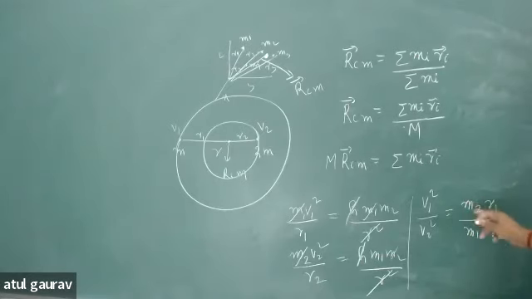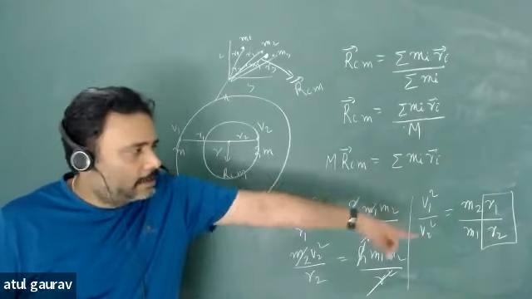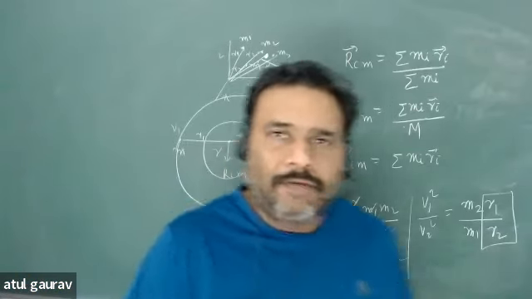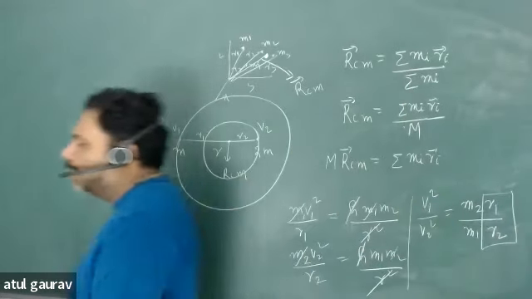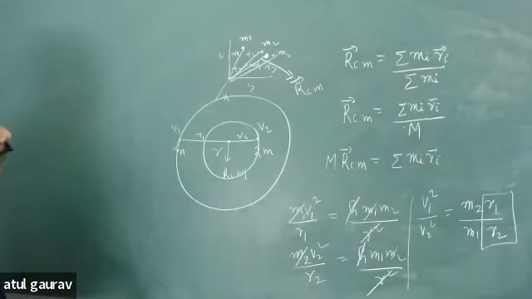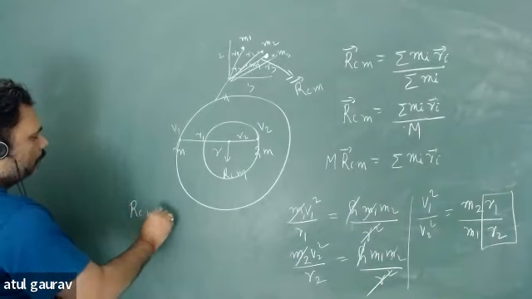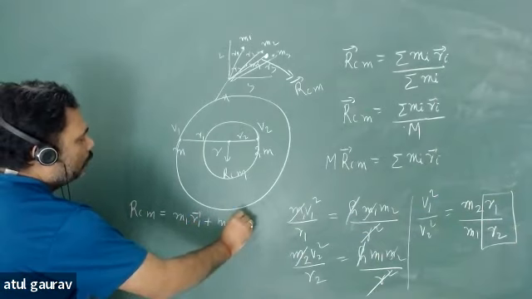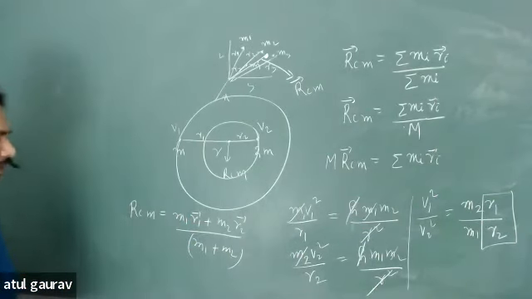I have the value of m2 and the value of m1. The whole thing is: what will be the ratio between r1 and r2? If I get the ratio between r1 and r2, I will get the answer. Everyone is comfortable? Now look at how the center of mass is going to come into the picture. What is your RCM? RCM is m1 r1 plus m2 r2 by m1 plus m2, right?